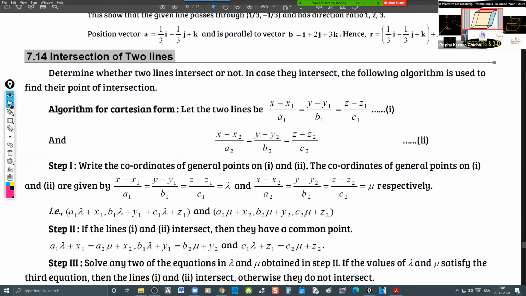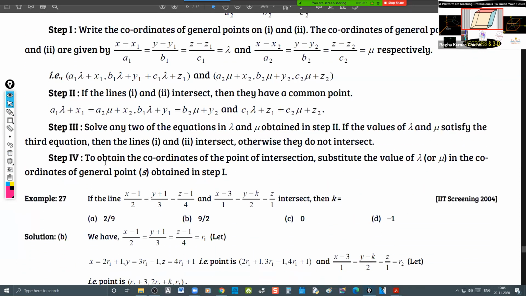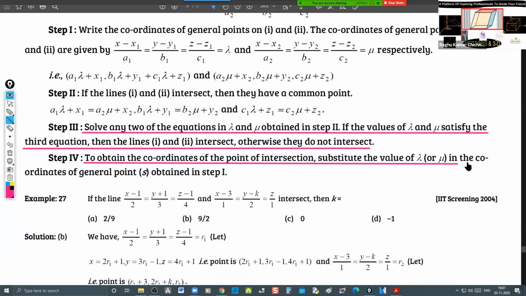Okay. So that's what step 3 is. Solve any two equations, and if the values of lambda and mu obtained in step 2 satisfy the third equation, then the lines 1 and 2 intersect. Otherwise, they do not intersect. To obtain the coordinates of the point of intersection, substitute the values of lambda and mu in the coordinates of the general point obtained in step 1.